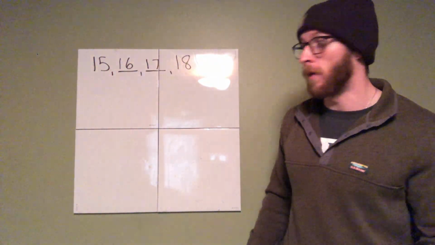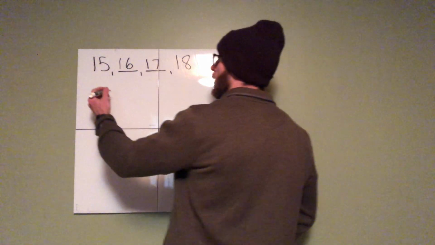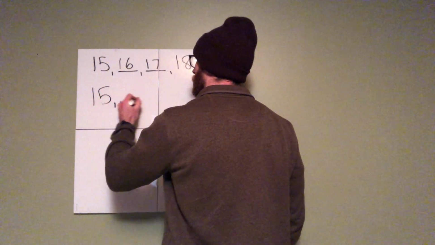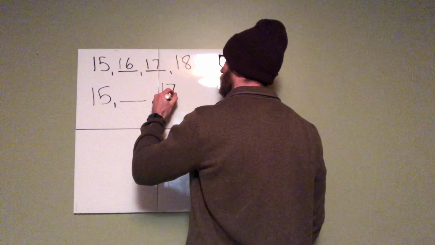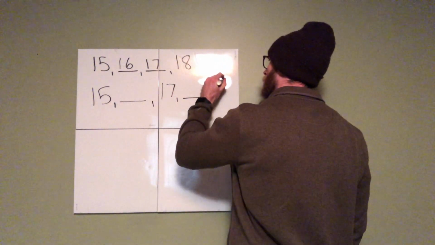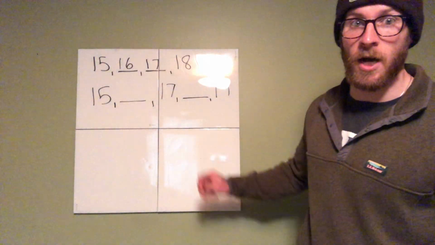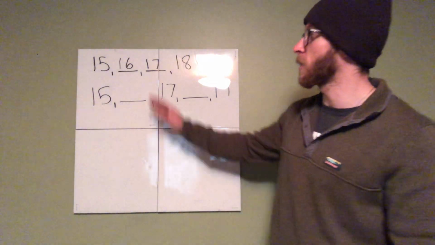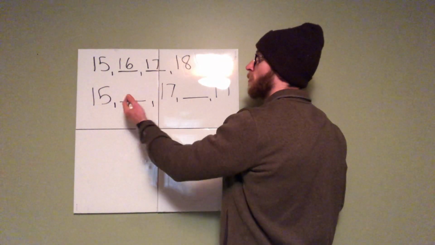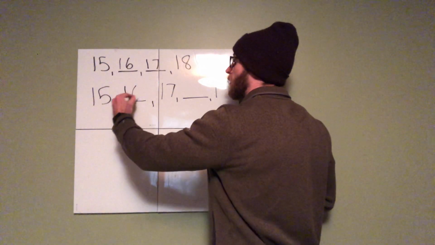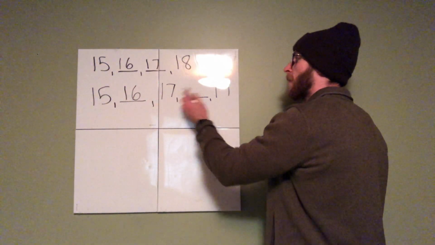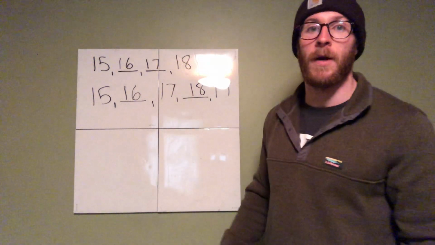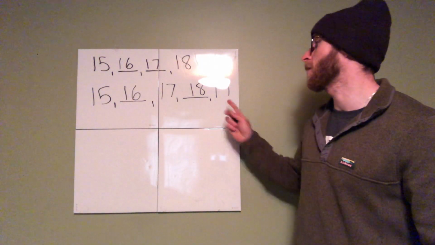Now you might see something like this, using the same numbers. You might see it skipping a couple, where it goes 15, then you tell me the number, 17, then you tell me the number. Going from 15 to 17, there's only one number in between, so that's got to be 16. Then 17 to 19 has only one number in between, so it's got to be 18. I'd check my work: 15, 16, 17, 18, 19.